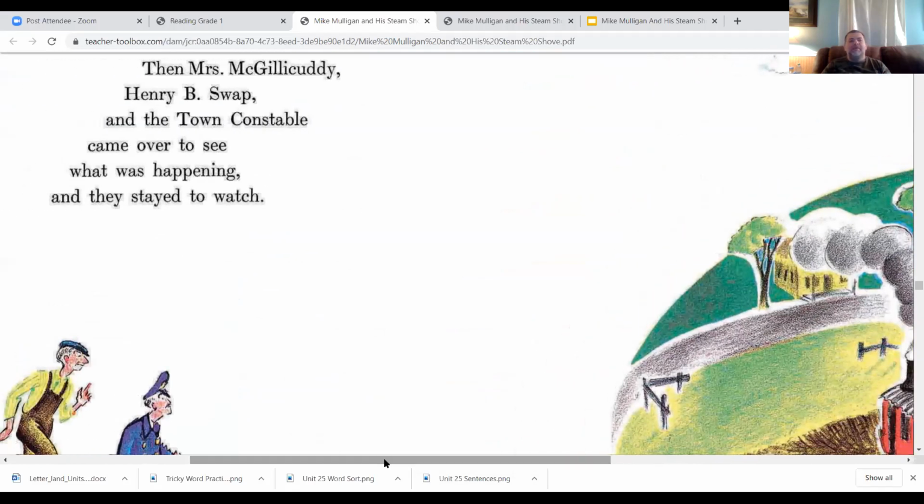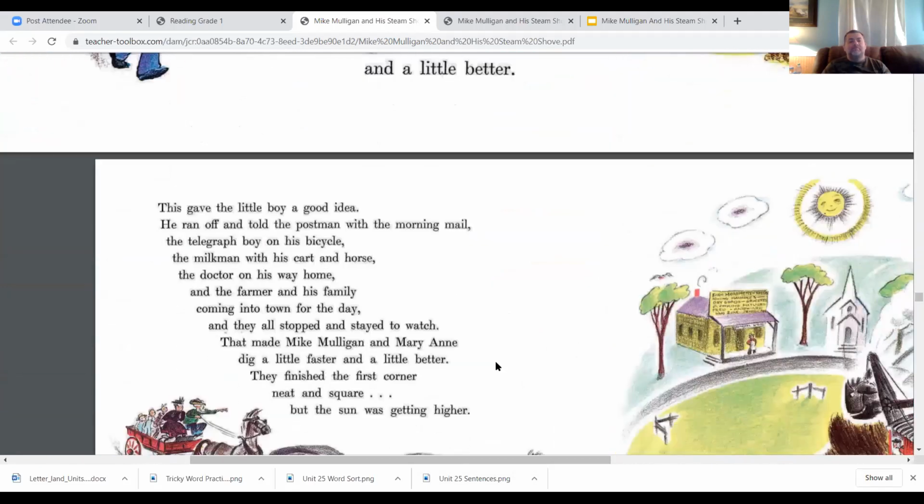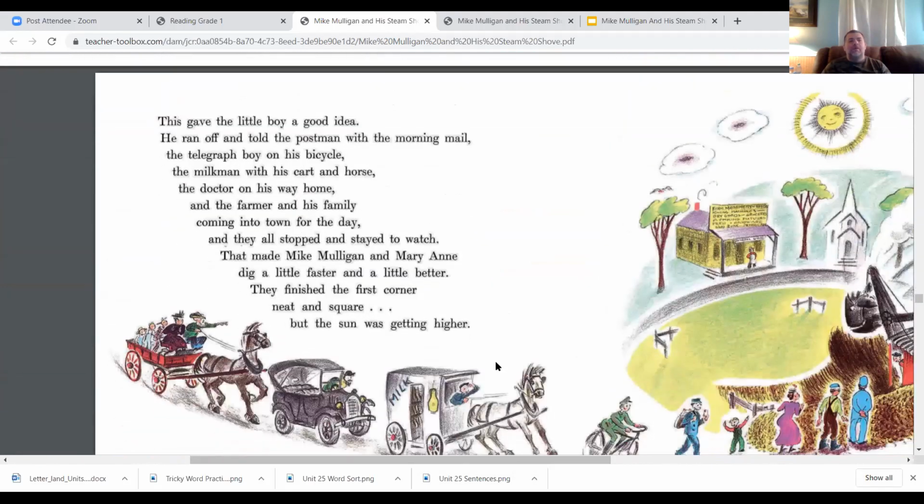Then Mrs. McGillicuddy, Henry B. Swap, and the town constable came over to see what was happening, and they stayed to watch. Mike Mulligan and Mary Ann dug a little faster and a little better. This gave the little boy a good idea.